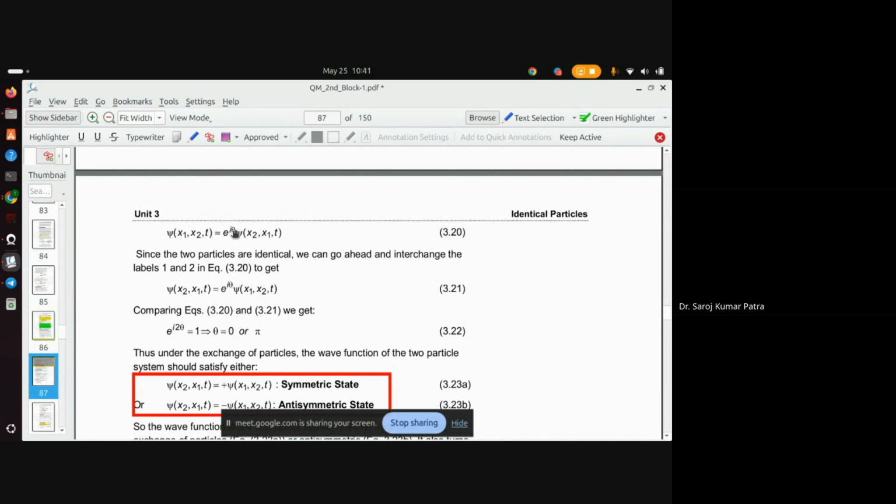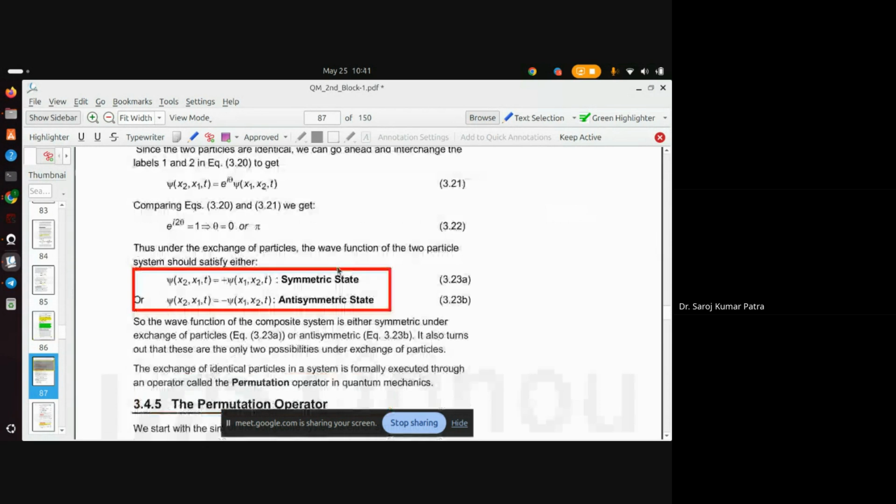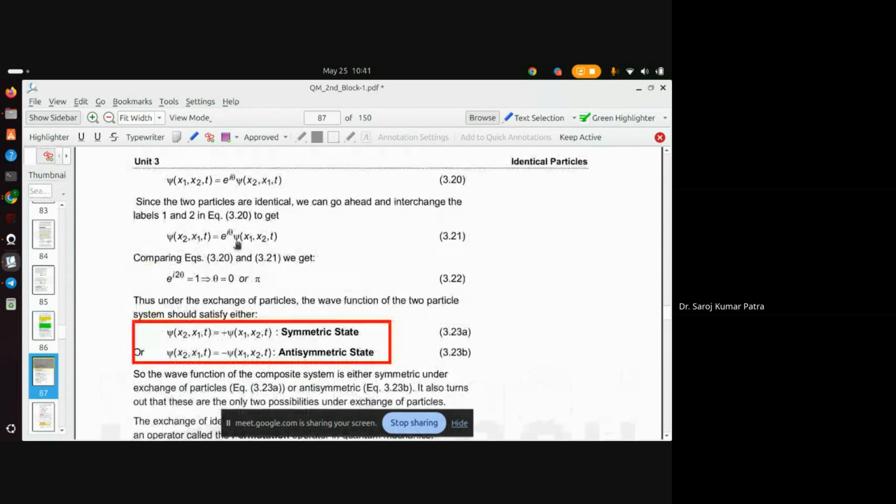e to the power iθ into e to the power minus iθ will become 1. So |ψ(x1,x2,t)|² will be equal to |ψ(x2,x1,t)|². All right. So if e to the power iθ, in that case e to the power 2iθ will be equal to 1. So θ will be equal to 0 and π.